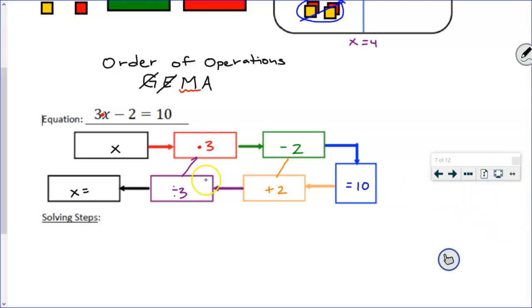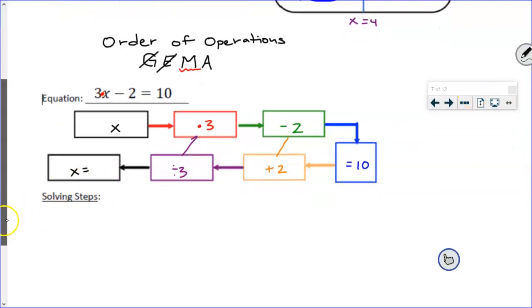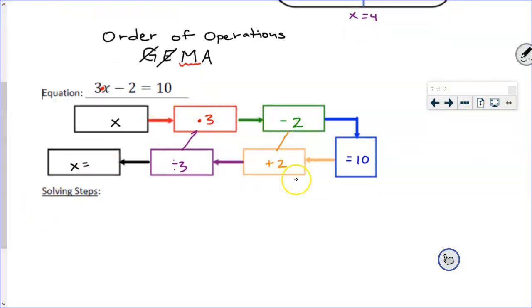Another class tried to get away with just doing the flow map. We're not just doing flow maps. The flow map tells us how the equation was built so we know how to solve it, but then we still have to actually solve it. So 3x minus 2 equals 10. I'm just rewriting the problem here so that I can do these solving steps.